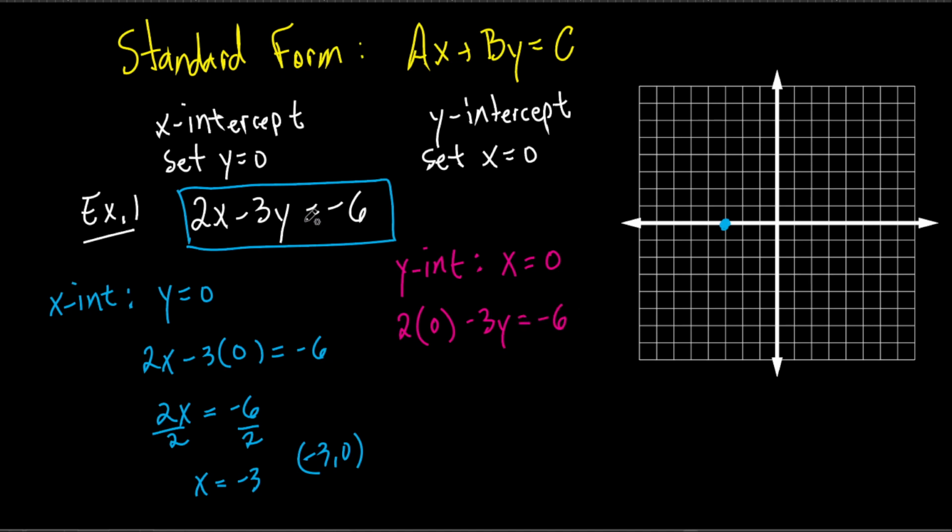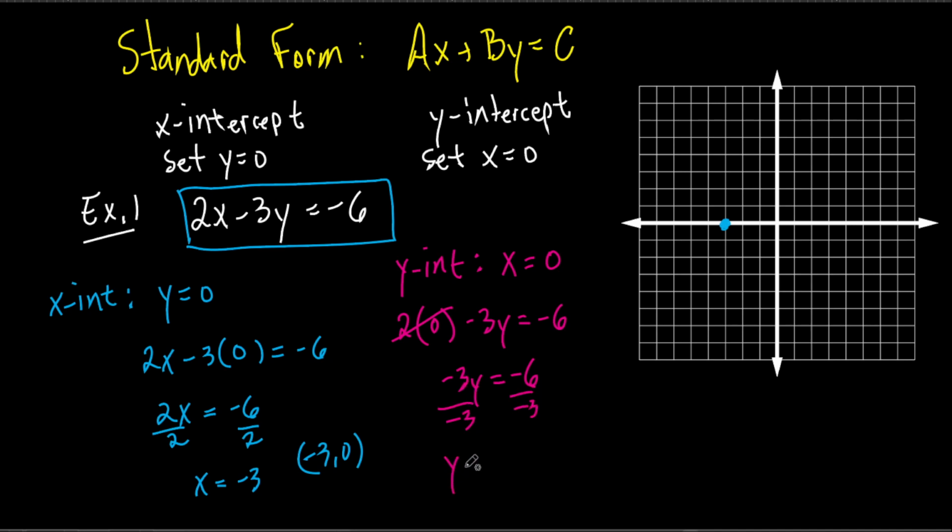You see, all I did was rewrite this equation. Except instead of putting an x here, I put a 0 in for the x. 2 times 0 is 0, so that just goes away, right? And then I've got negative 3y equals negative 6. Quick little algebra. Get y by itself. Divide by negative 3.